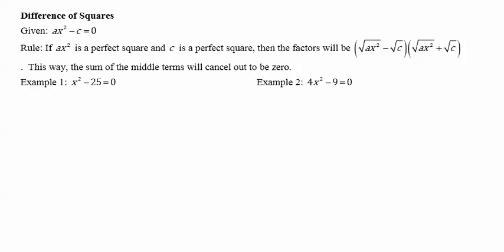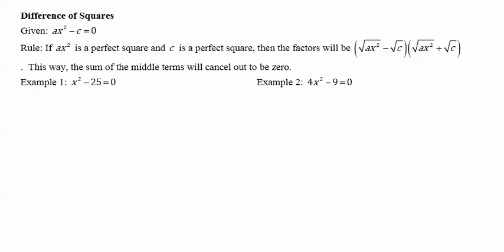Unlike a perfect square, with the difference of squares you're actually subtracting two squares, which means that you're looking for your middle term to cancel out. So notice here that we have a and c, but we don't have b. Well, that happens because they cancel out.